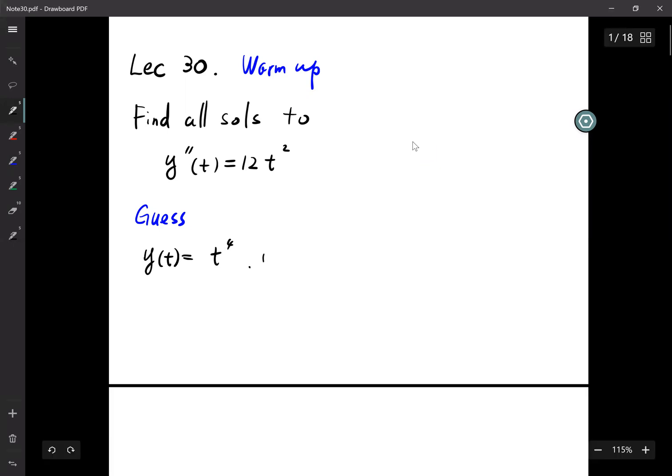Then I just take a derivative, y prime t. This is 4t cubed. y double prime t is 12t squared. Bingo. So this seems to be one solution. But the question is whether these are all the possible solutions. So let's see. Who thinks that this is the unique solution?